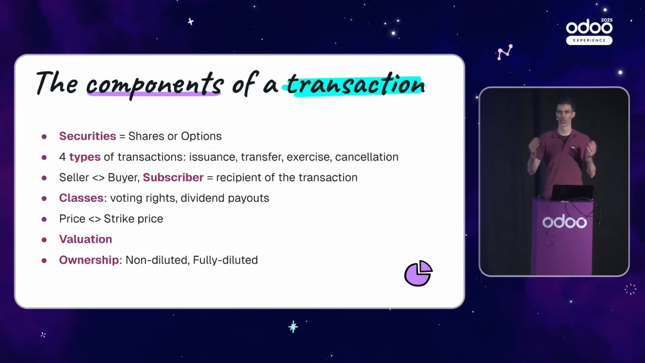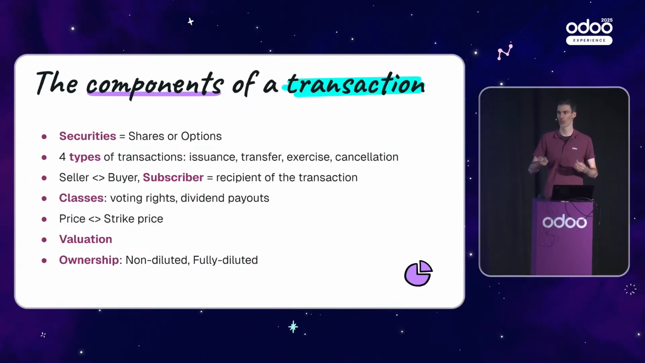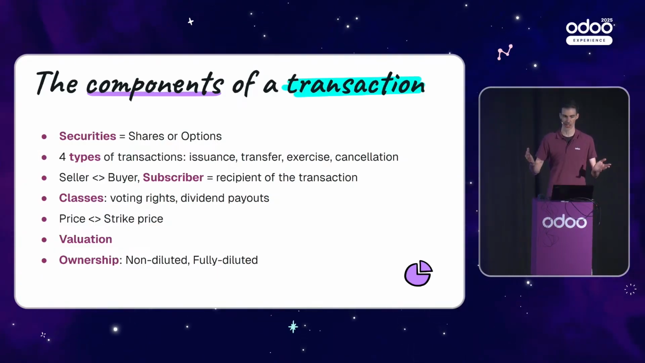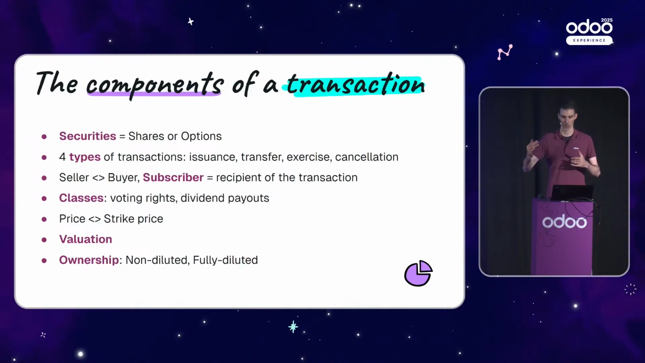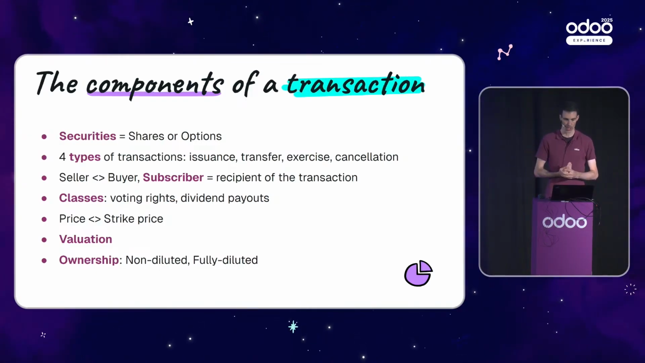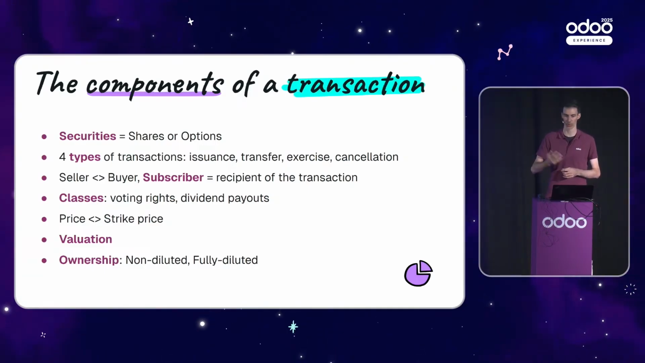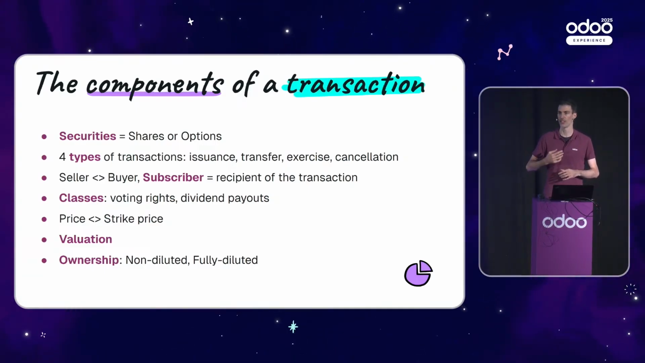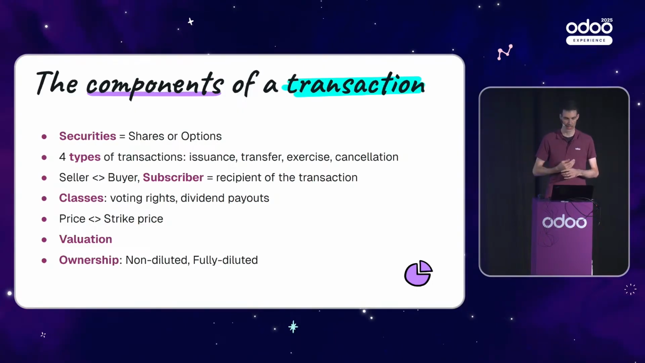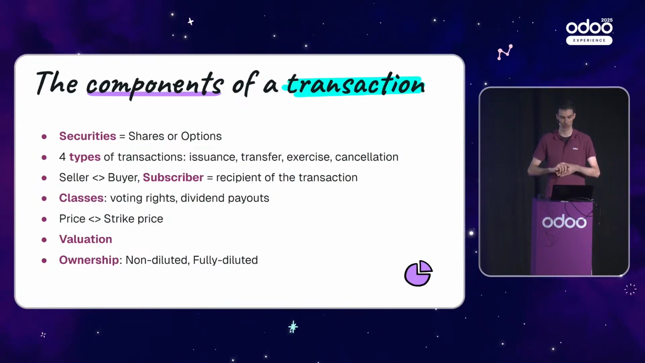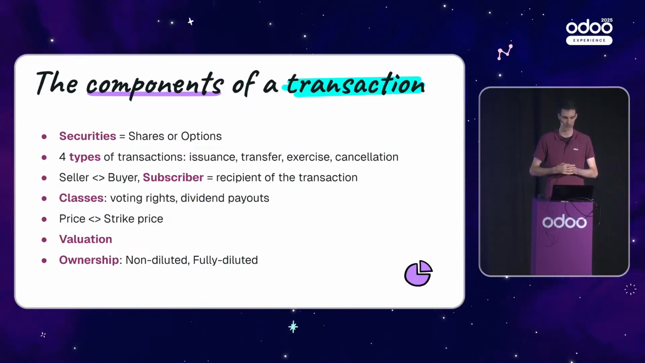Next, we'll talk about classes. And a class is a different type of share or different type of option. There are different classes. They have different parameters. We can specify how many voting rights a certain class provides, or if a class provides dividend payout rights. In our example that we will go through later, Class A is more powerful than Class B because it has double the voting rights. So keep that in mind.